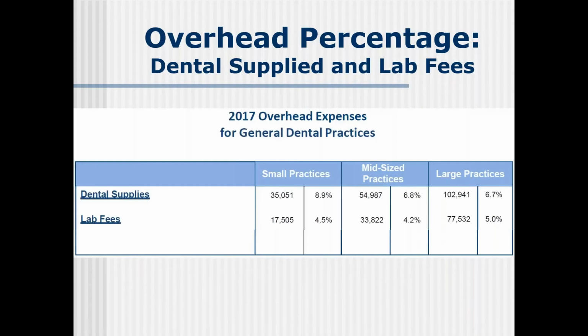And dental supplies, smaller practices spent almost 9% of their collections on dental supplies, and the lab was 4.5%. Mid-size was 6.8 and 4.2%, and larger practices were 6.7 and 5% for lab. I think with mid-sized practices, it just happens in our sample that a large percent of our mid-sized practices have CERECs, and it actually pushes the lab cost down a little bit. But over the whole range of practices, besides the fact that the supplies seem a little bit higher for smaller practices, they're really pretty similar between each of the practices. 6.8, 6.7% for dental supplies, and 4 to 5% for lab fees.